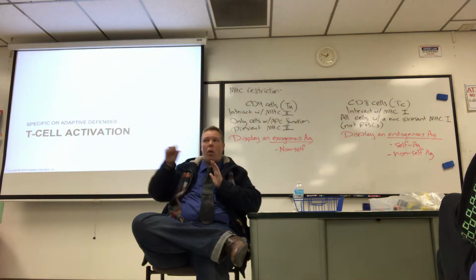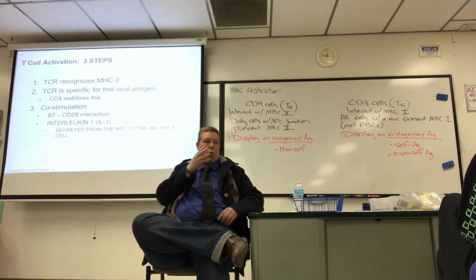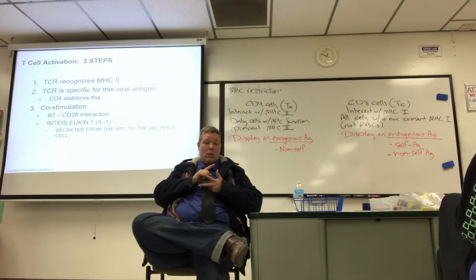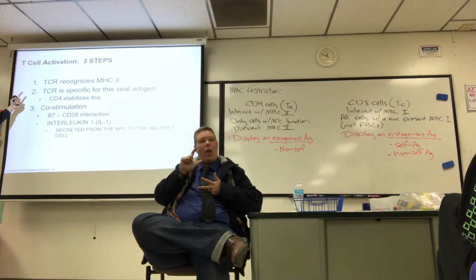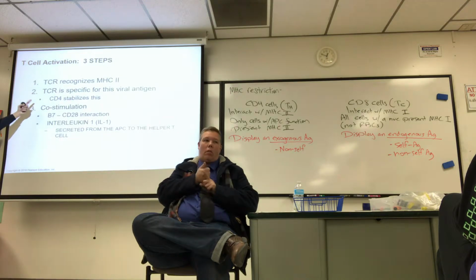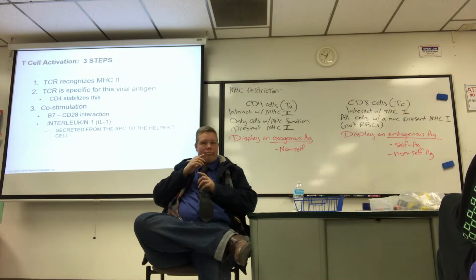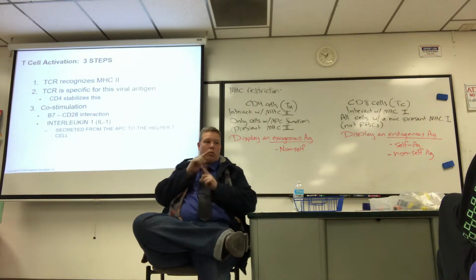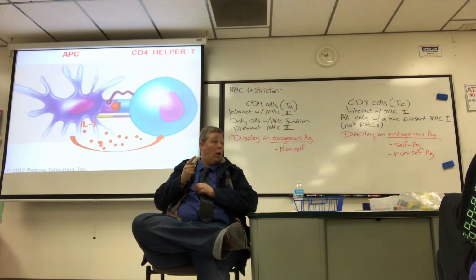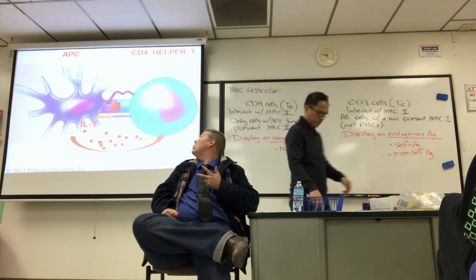Let's talk about the T cell activation of the CD4 cells in 3 steps. The CD4 cell needs a TCR, T cell receptor, to recognize MHC2, which we already know it does. But the TCR has got to be specific for this particular non-self bug. If that's correct, you also need a co-stimulation to complete the cellular activation of CD4. And you also need interleukin 1. So that's a lot of things to keep track of. Well, it's only 3 things. But here's a picture of that outline. I think it helps to draw it out.